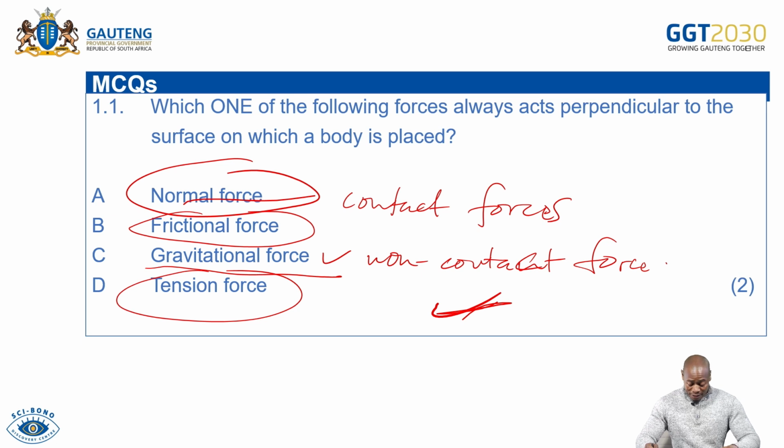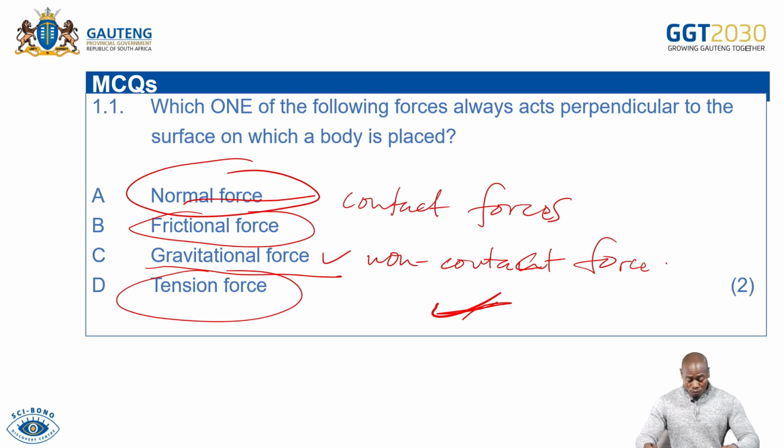So that is the force exerted by the Earth on objects that are on or near its surface. So that is the gravitational force. That is the force that the Earth exerts on objects that are on or near its surface.